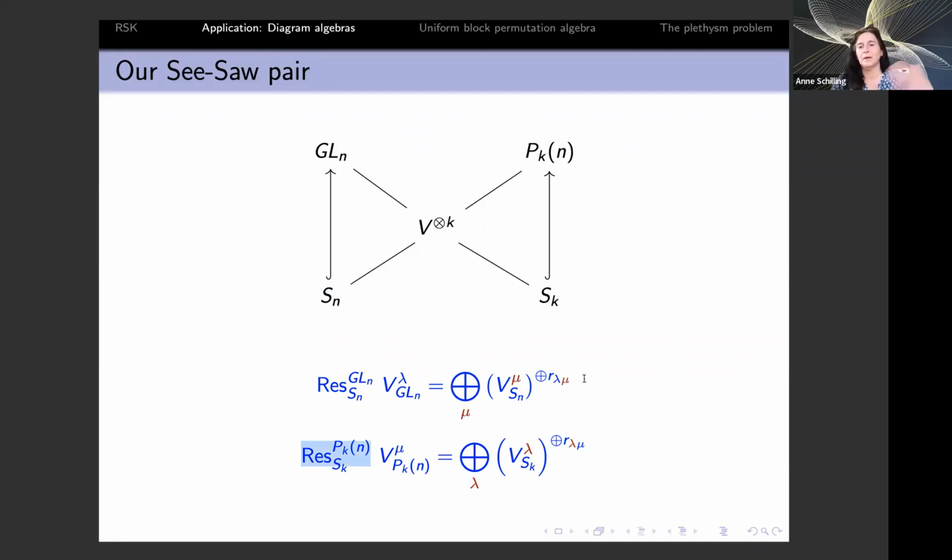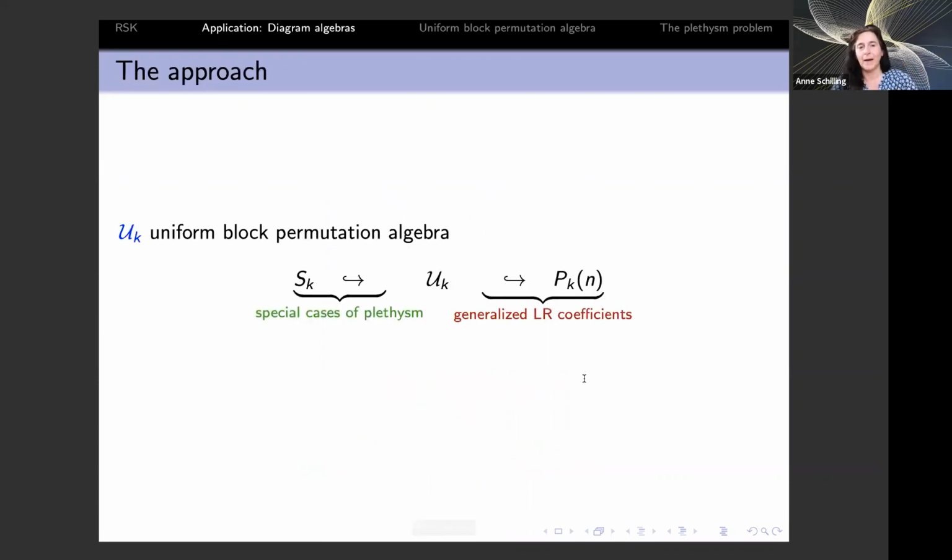Okay, so to understand these numbers, what we are now going to do is look at representations of Pk and Sk. What we want to understand is that restriction. The way that we are going to do that is by looking at another subalgebra, which is called the uniform block permutation algebra. So this will be a subalgebra of Pk.